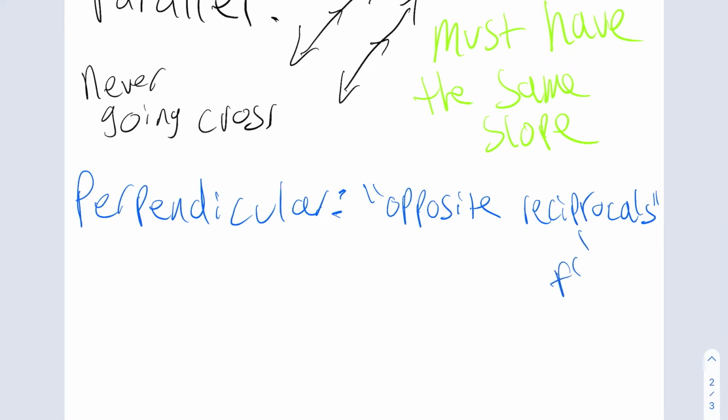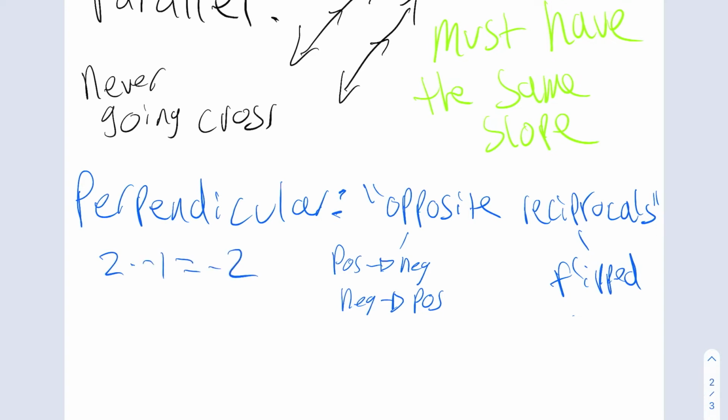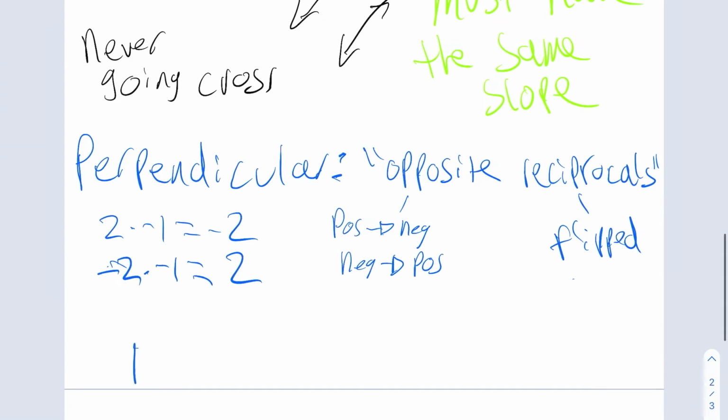Reciprocals. So what does that mean? Reciprocal means flipped. Opposite means positive turns to negative and negative turns to positive. You can think about it like multiplying by negative 1. If I take 2 and multiply it by negative 1, 2 times negative 1 equals negative 2. However, if I take negative 2 and multiply it by negative 1, negative times a negative equals a positive.